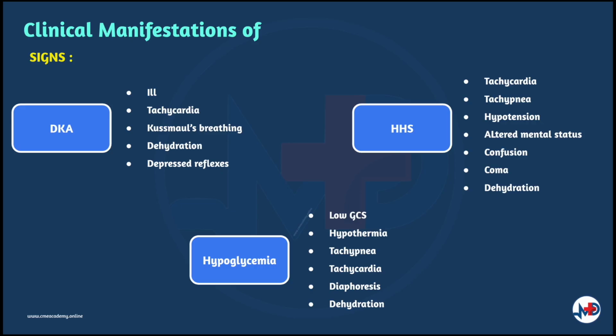Now let's take a look at the signs. In hypoglycemia, certainly the patients would have a low GCS level. While assessing the vital signs, the patient may be hypothermic, tachypneic, tachycardic, hypertensive, and in a case of neonates, bradycardic. Patients may also have decreased skin turgor due to dehydration.